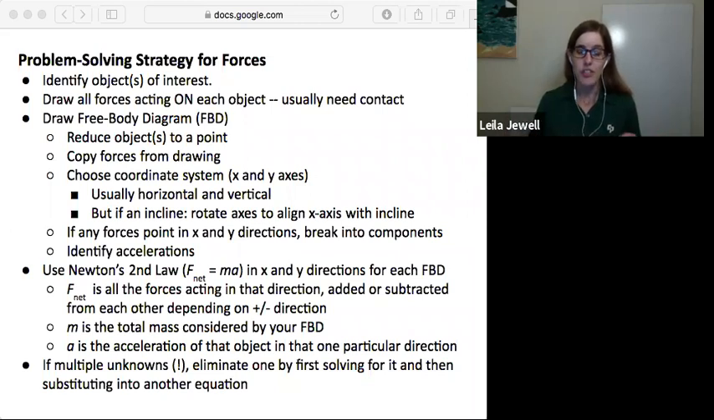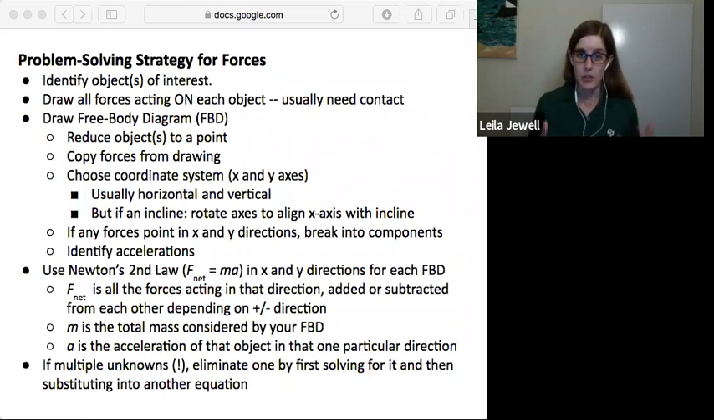Two, draw all the forces that are acting on each object. Usually you need contact, so you could draw a dotted line around the object, see what's touching it. Anything that's touching it will probably be a force. There are a few long-range forces, notably gravity is one of those, but otherwise it's mostly going to be contact forces. Then draw your free body diagram. So reduce the object down to a single point, copy the forces over from the drawing and show them as pulling on the object with the tail connected to that dot.